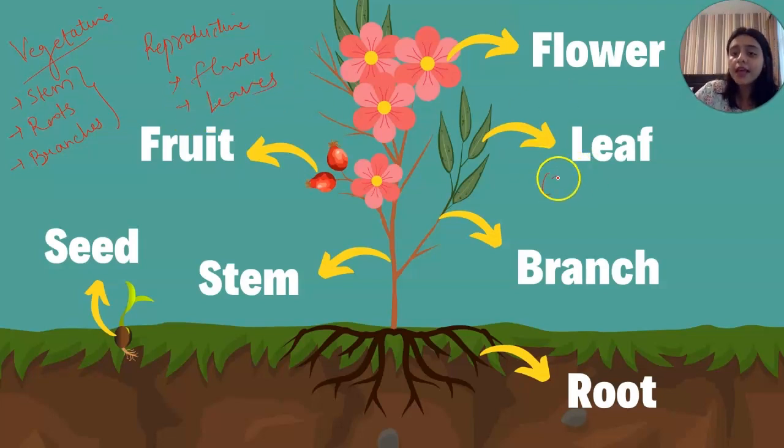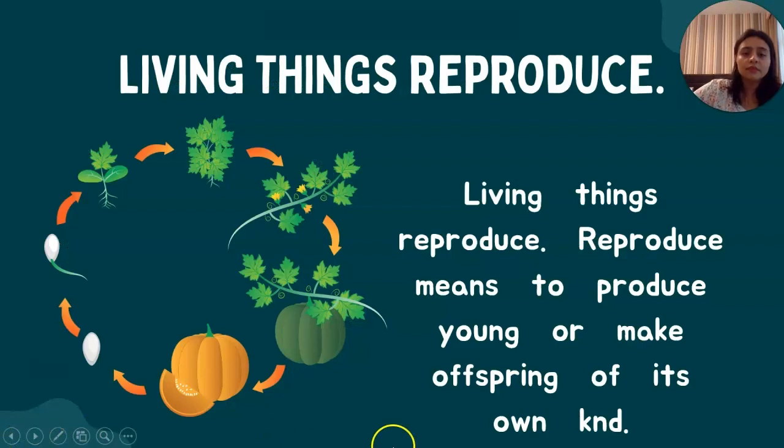Because leaves have stomata. They have the green pigment, which is known as chlorophyll, and they carry out photosynthesis, from which the plant gets its food, right? So the reproductive part is flower and leaves. But why are we calling the flower a reproductive part? And what is a reproductive part? Let us study reproduction in detail. All right.